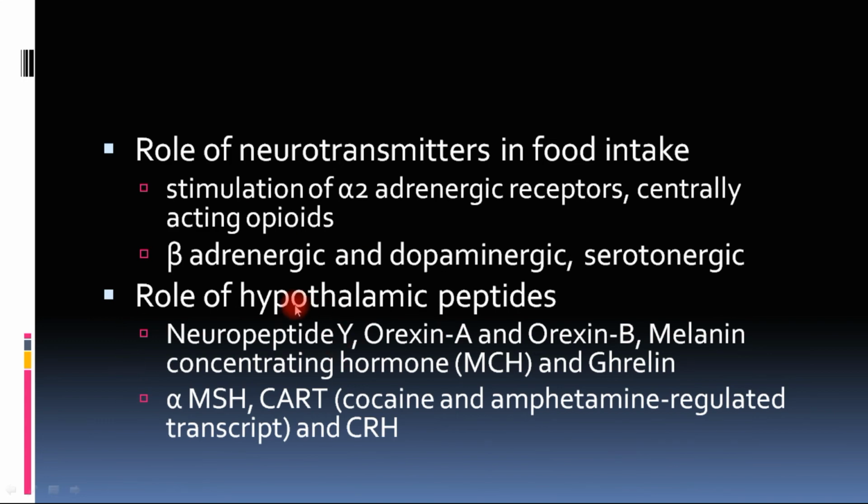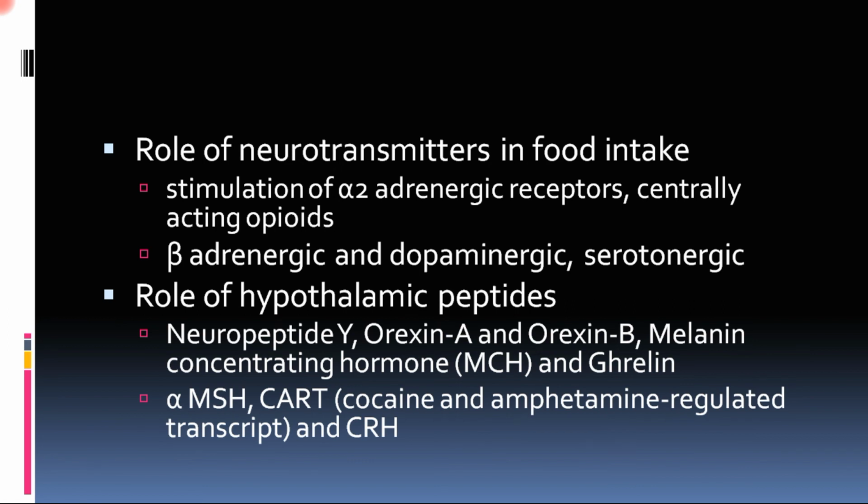When I was talking about leptin, leptin inhibits the release of neuropeptide Y. Neuropeptide Y stimulates feeding, but leptin inhibits the secretion of neuropeptide Y, thus decreasing the activity of the feeding center and thus decreasing the feeding behavior in a normal individual.